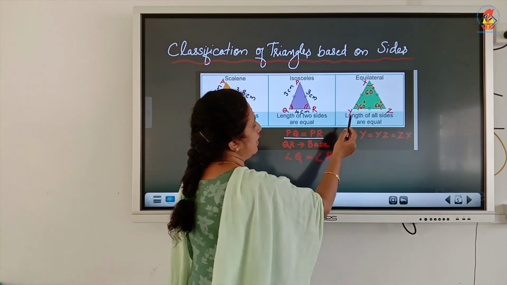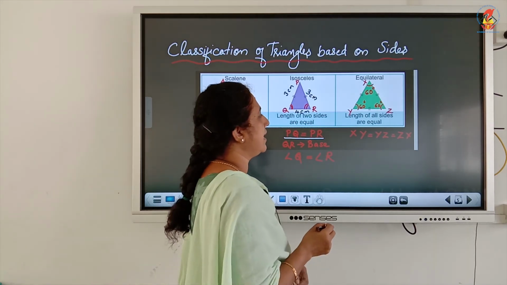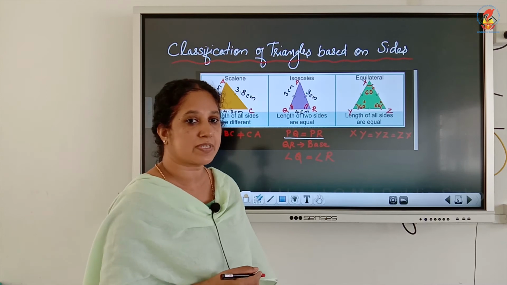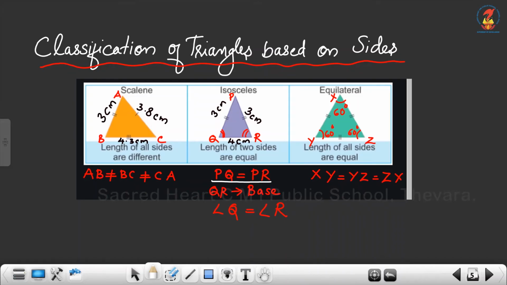Then the last one, equilateral triangle. Equilateral triangle means the lengths of all sides are equal. All the three sides are of the same measure. For example, suppose we take XY as 4 centimeter. Then if XY equals 4 centimeter, YZ is also 4 centimeter and ZX is also 4 centimeter.